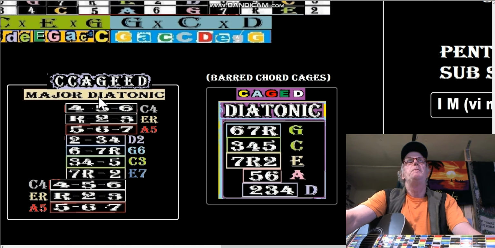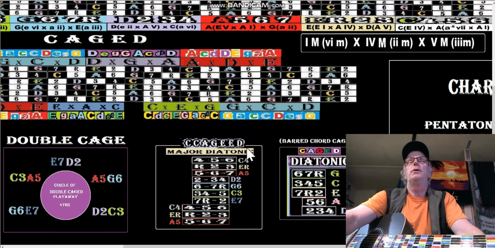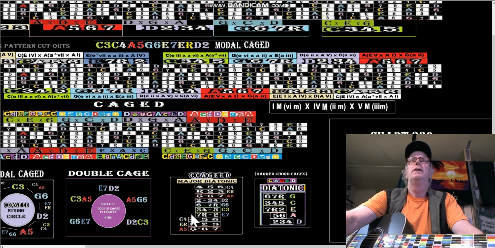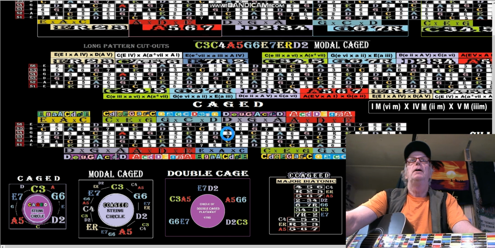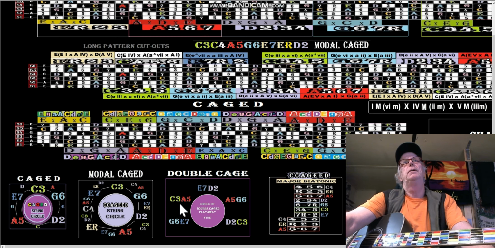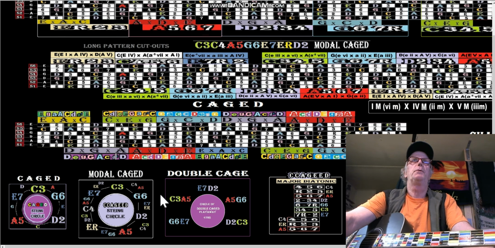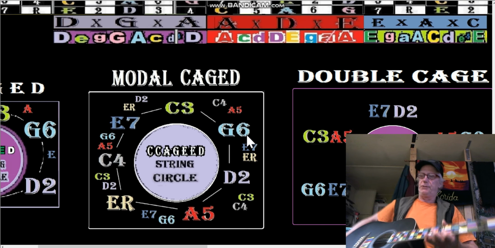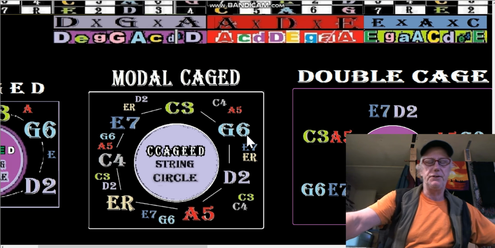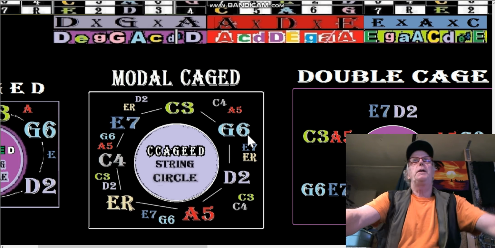Okay, so we're back. I thought about, in retrospect, the first segment. This chart has the two builds here for reference, and then we have the three circles: the cage circle, the modal cage circle, and the double cage circle. That's what we're going to be looking at in the modal cage circle. I know the system works, but we want to use the right chart.